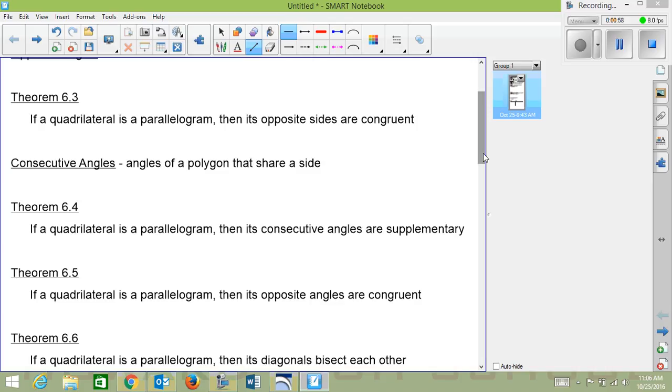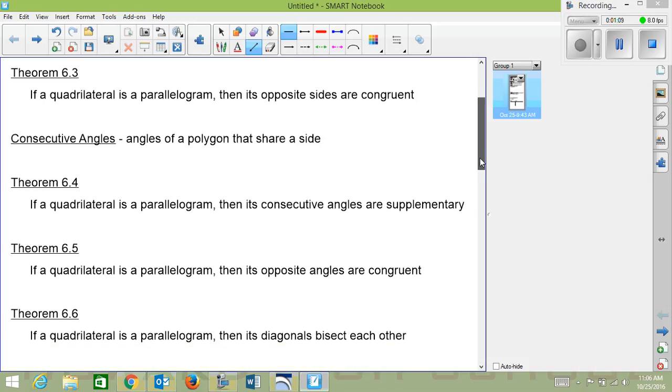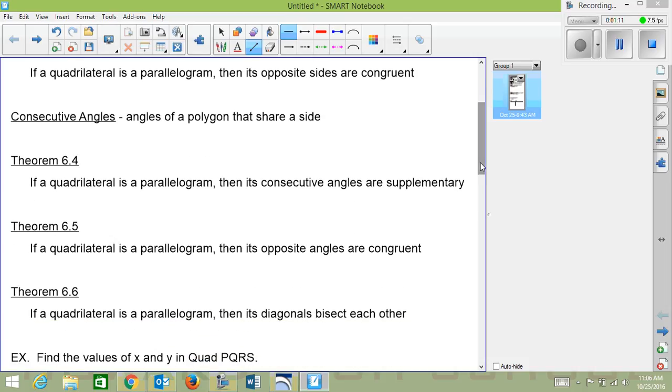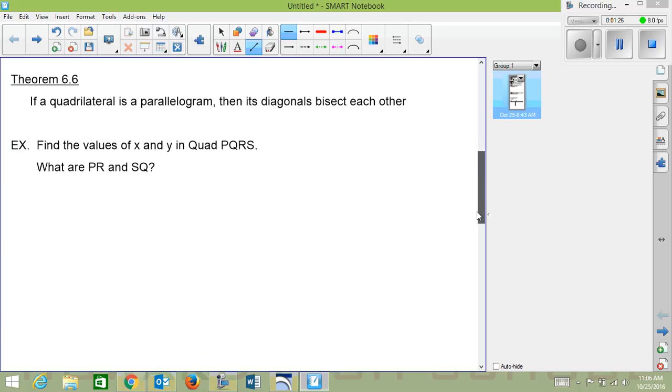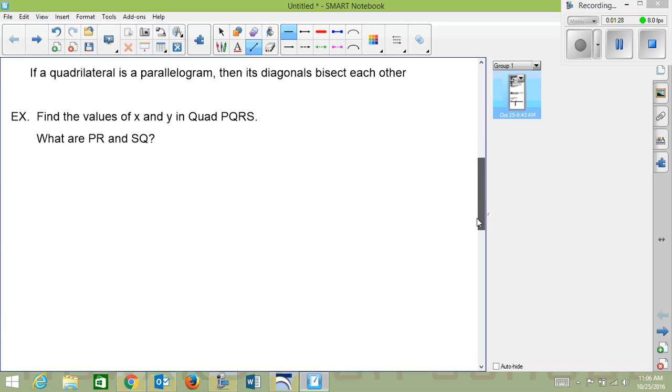Theorem 6.5, if a quadrilateral is a parallelogram, then its opposite angles are congruent. Just like the opposite sides were congruent, opposite angles are congruent. Theorem 6.6, if a quadrilateral is a parallelogram, then its diagonals bisect each other. So the diagonals going across the figure will bisect each other, cut each other in half, in other words. Using all of those concepts, we are going to solve this problem.